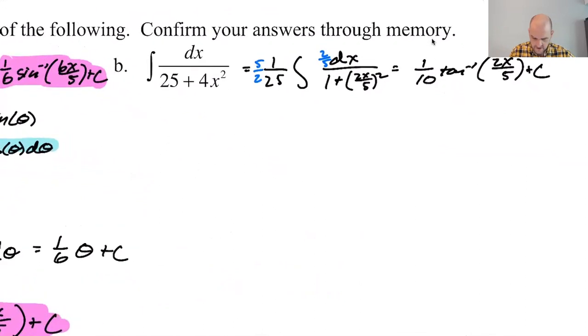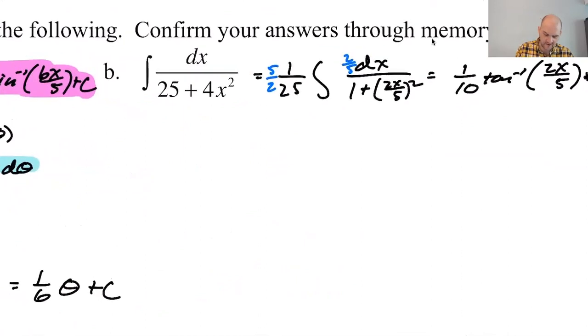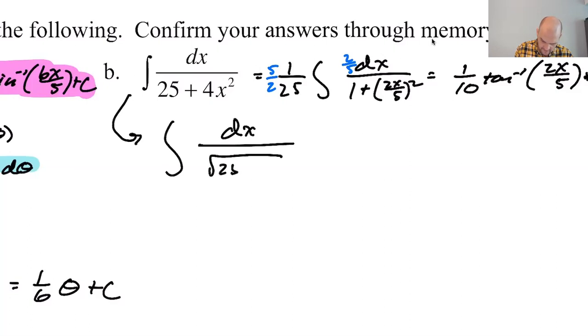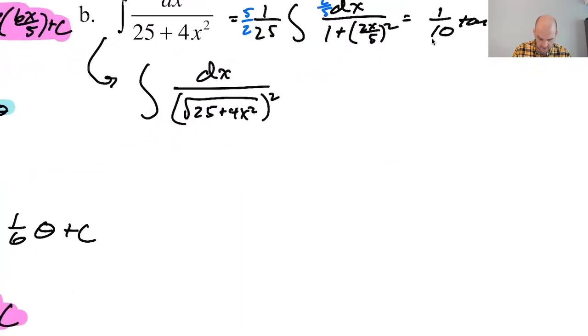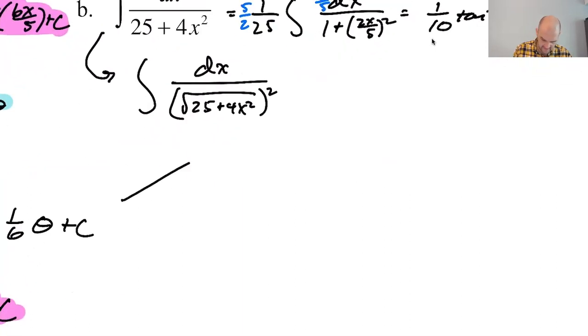The next one's weird because there's no radical. So this is going to illustrate a really interesting technique that you can use. There's no radical, but there could be a radical if we rewrote this as the integral of dx over the square root of 25 plus 4x squared. And then how do I get rid of that? I square it. So that's crazy that you would even think to do that, but that's probably going to work. So let's see. Draw my triangle.